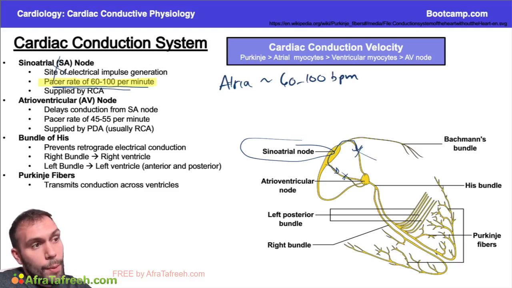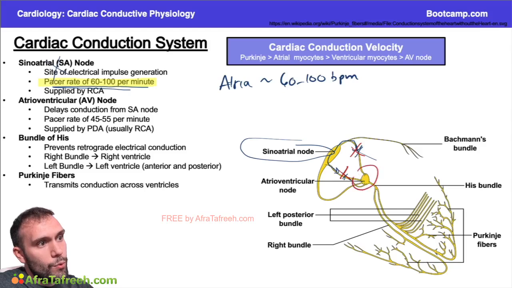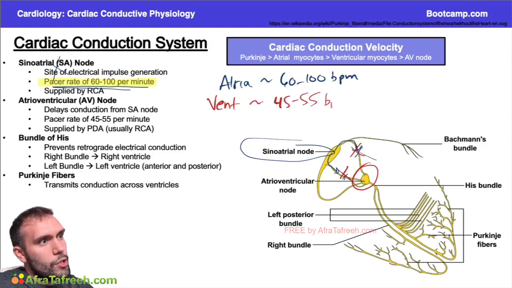Okay. But we might not be doing it at the same rate as the atria because our pacing rate is going to come from somewhere else. This signal cannot get through. And so instead, the pacing rate will originate from the AV node. So the ventricles, for example, might have a pacer rate of 45 to 55 beats per minute. So you can imagine the atria and the ventricles are not on the same page.